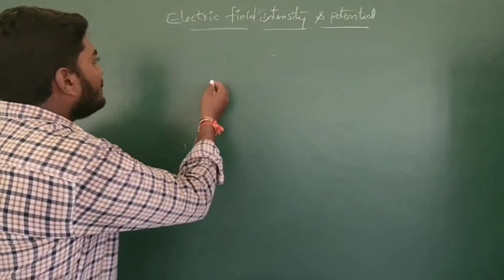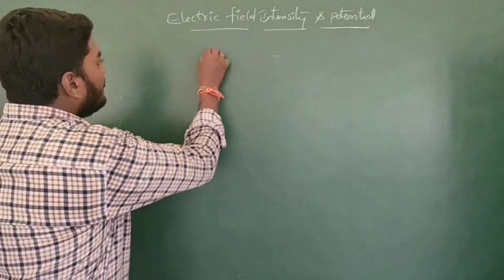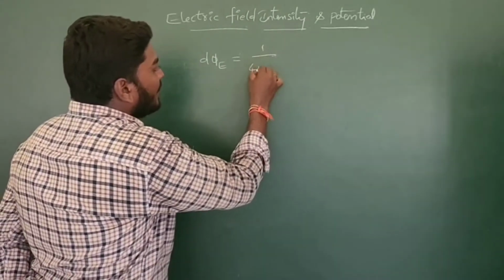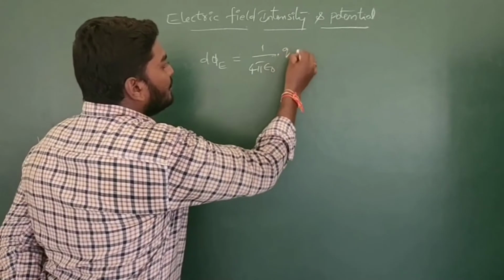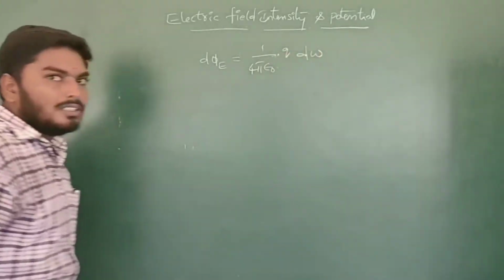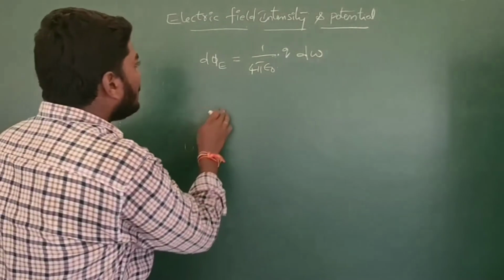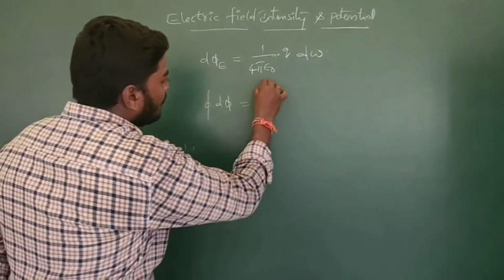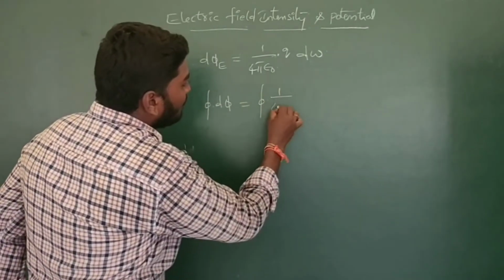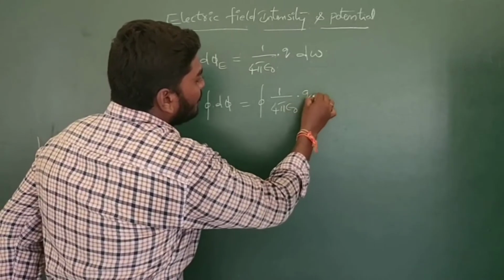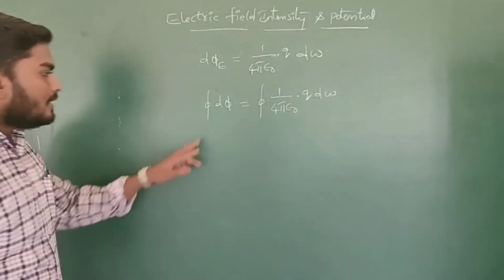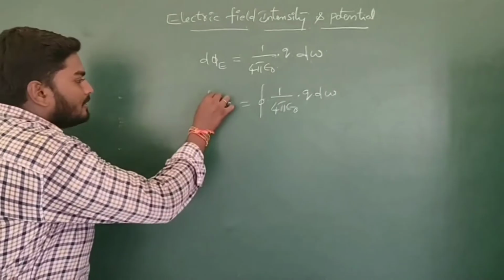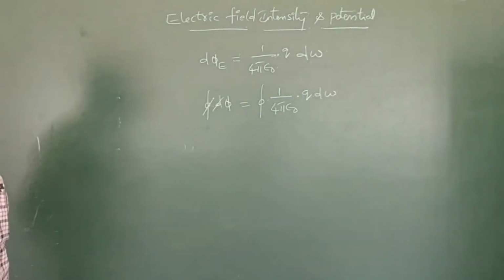Now substitute the solid angle in the above equation: dφ equals 1 by 4π epsilon naught into q into dΩ. The total flux is the surface integral of dφ, equal to the surface integral of 1 by 4π epsilon naught into q into dΩ, where the derivative of flux and the integral cancel.